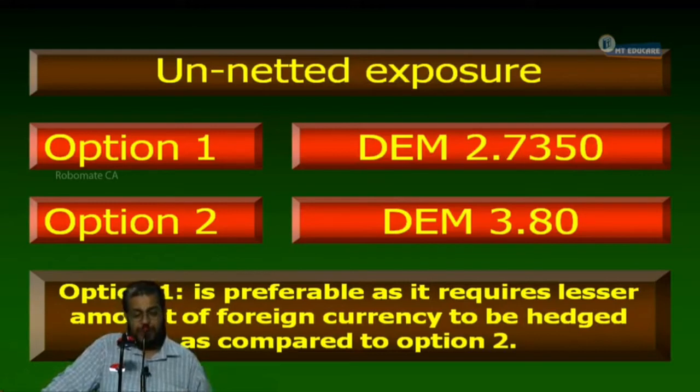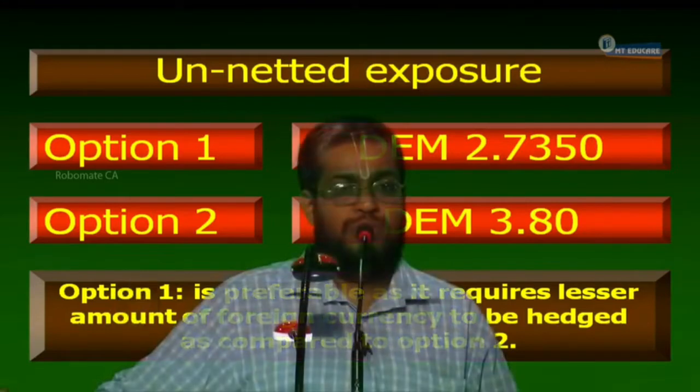Point number 1: when we use foreign currency receivables to settle foreign currency payables, the strategy is called exposure netting. Point number 2: netting has 2 advantages. A.